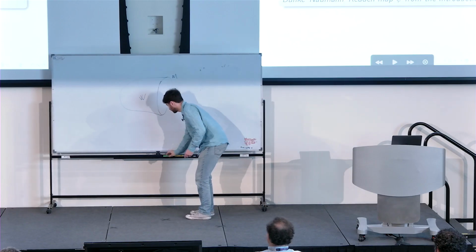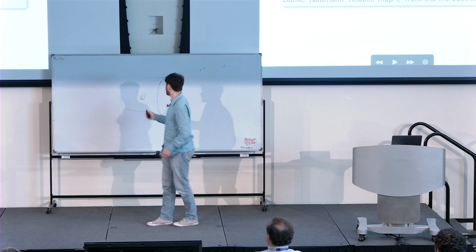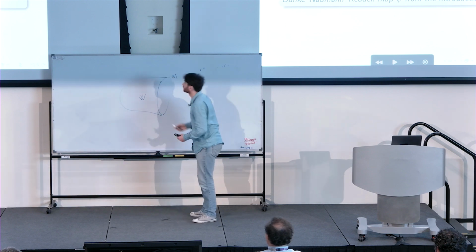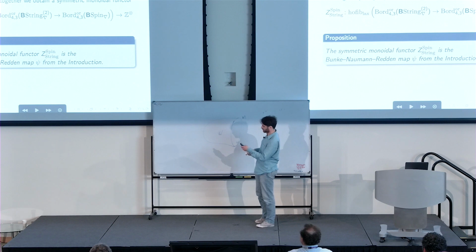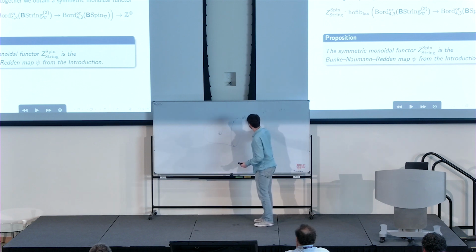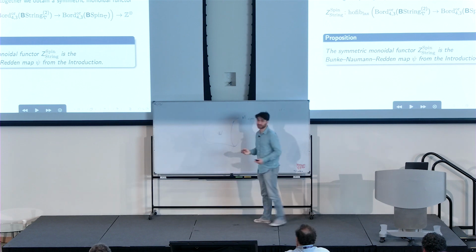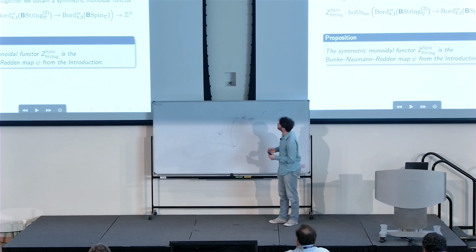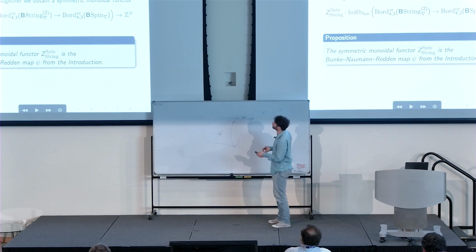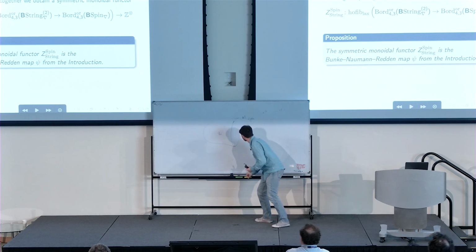Or better, I'll draw it better. So, what is an object in the homotopy fiber on the left? It will have to be an object here. So this M will be a spin manifold. Will be an object here. So M will be a string manifold.